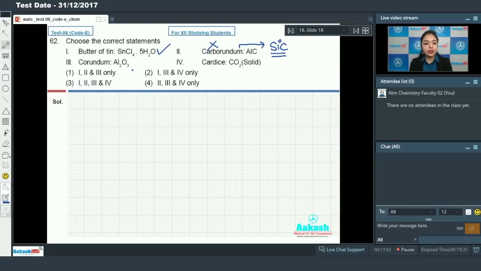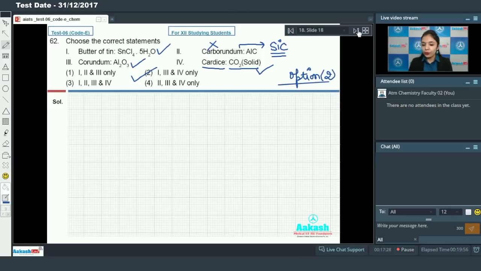Now we have the third, in which we have corundum. Corundum is Al2O3, that is correct. Now we have cardice, which is solid CO2. This is also known as dry ice. So this is also correct. So the first, third and fourth are the correct options. It means option number 2 is the correct answer.